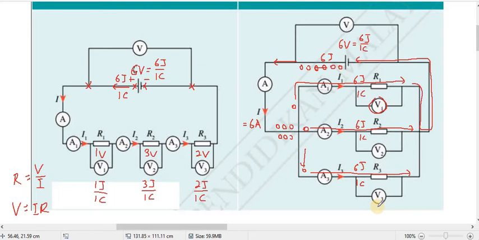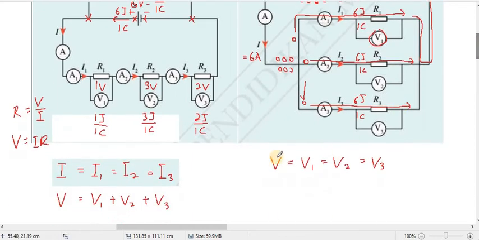This is the reason why components connected in parallel will all have the same potential difference. Get the idea? So this explains why all are the same. Any question? No question. Okay, so good.